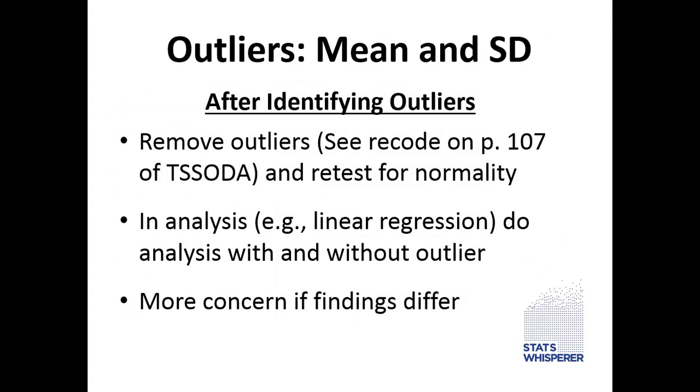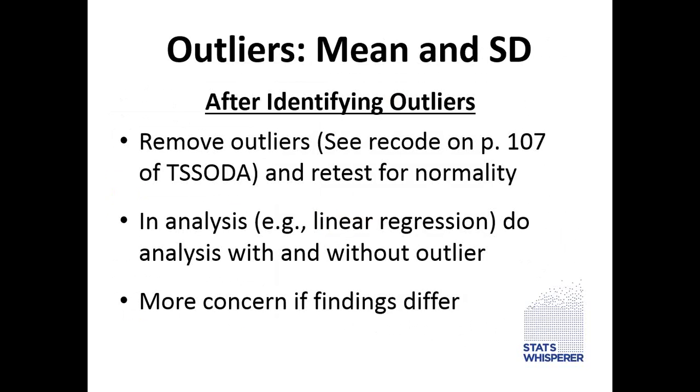So the thing to do after identifying those outliers is to get rid of them, perhaps only temporarily. You could do this in many ways. See page 107 of the Steps of Data Analysis textbook to look at how to recode, right? So you could recode income into another variable where it excludes those high and low scores. So it's the same exact variable without the outliers, right? Then you would retest that variable without the outliers for normality.